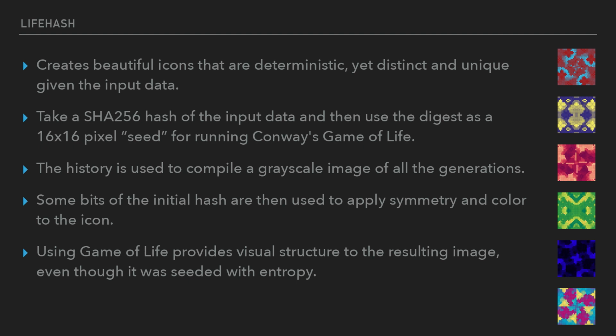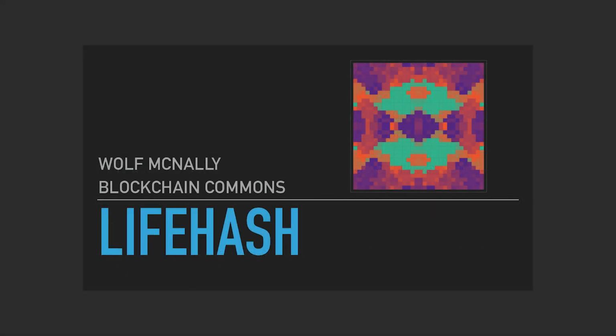After the pattern becomes stable or begins repeating, the resulting history is used to compile a grayscale image of all the states from the first to last generation. Using Game of Life provides visual structure to the resulting image, even though it was seeded with entropy. You'll find an in-depth video on LifeHash on the Blockchain Commons YouTube channel, and reference implementations in C, C++, and Swift in our GitHub repo.